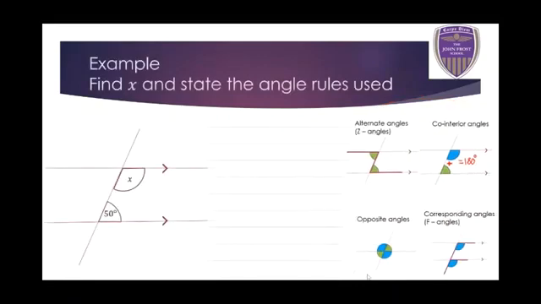So the first example, we're asked to find angle x and state the angle rule used, okay? So we can see that we have got two angles that are vertically opposite each other, okay? If you want to think of it as they're in a sort of U shape or a C shape, okay? So because they're vertically opposite each other, we know we're going to be using the co-interior angle rule, okay? So co-interior angles.